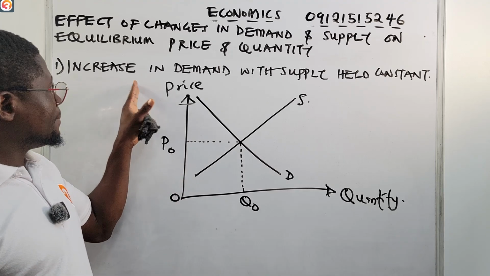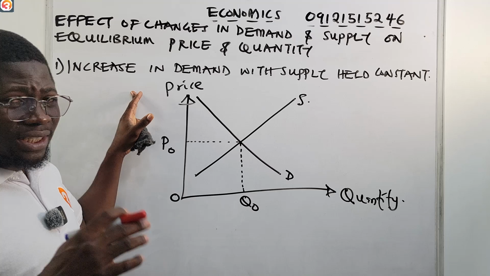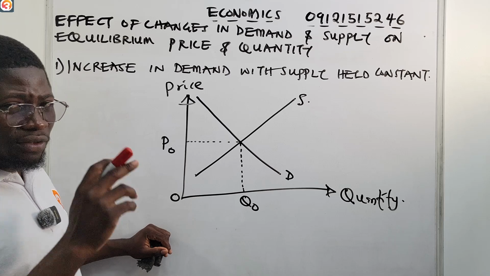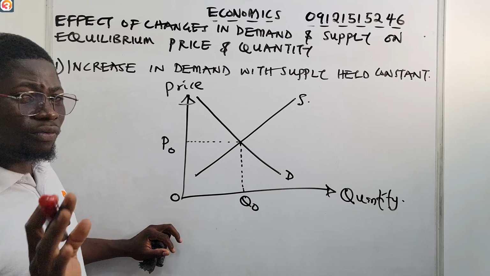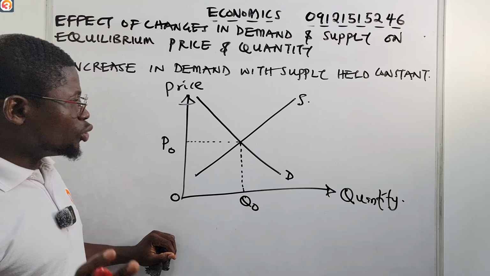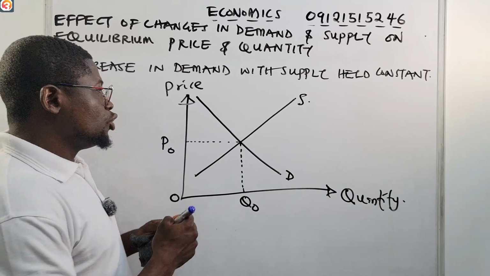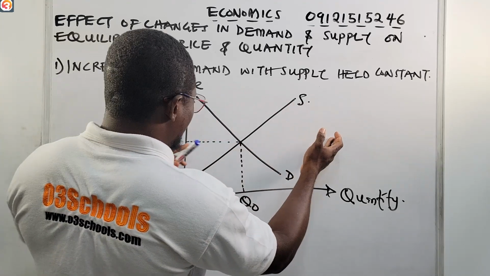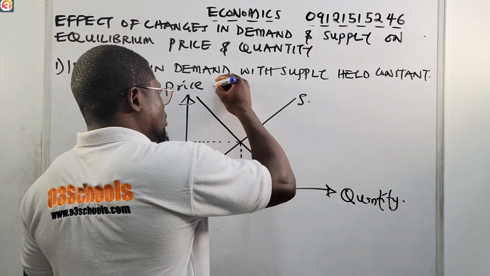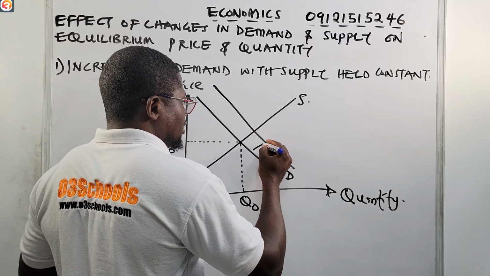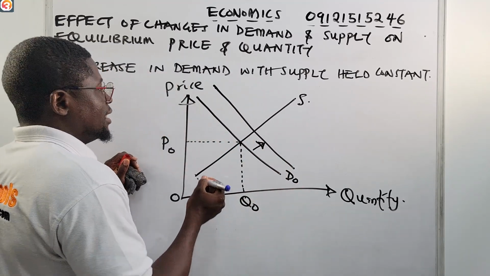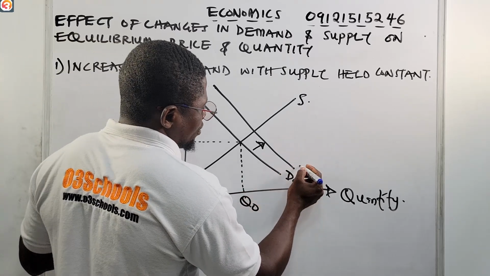Now, if there's an increase in demand, what happens? You see that the demand curve shifts to the right. We have talked about all of this in previous episodes, the theory of demand. This is the left, this is the right. This is our demand curve, so it shifts towards the right like this. This is our D naught, and this is our D1.